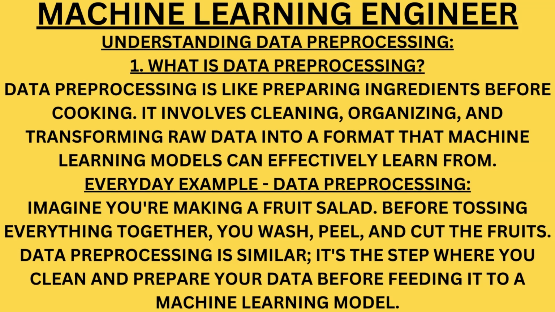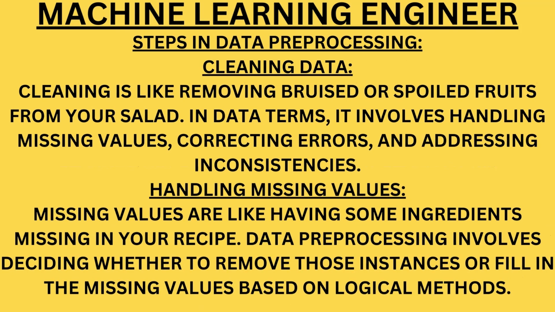Everyday example, data pre-processing. Imagine you are making a fruit salad. Before tossing everything together, you wash, peel, and cut the fruits. Data pre-processing is similar. It's the step where you clean and prepare your data before feeding it to a machine learning model. Steps in data pre-processing. Cleaning data. Cleaning is like removing bruised or spoiled fruits from your salad. In data terms, it involves handling missing values, correcting errors, and addressing inconsistencies.